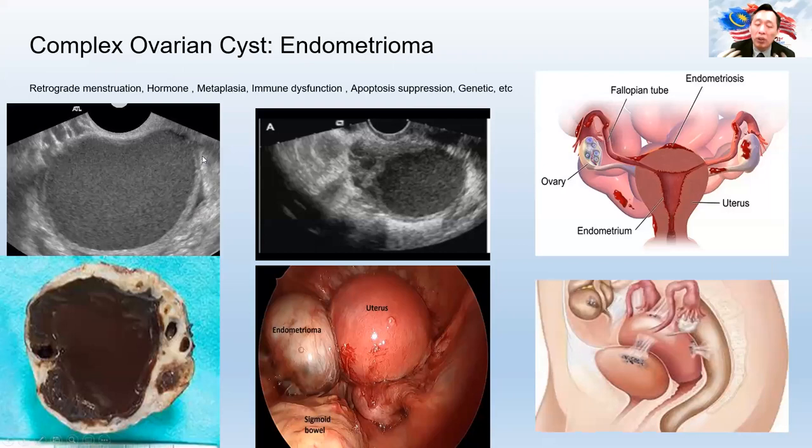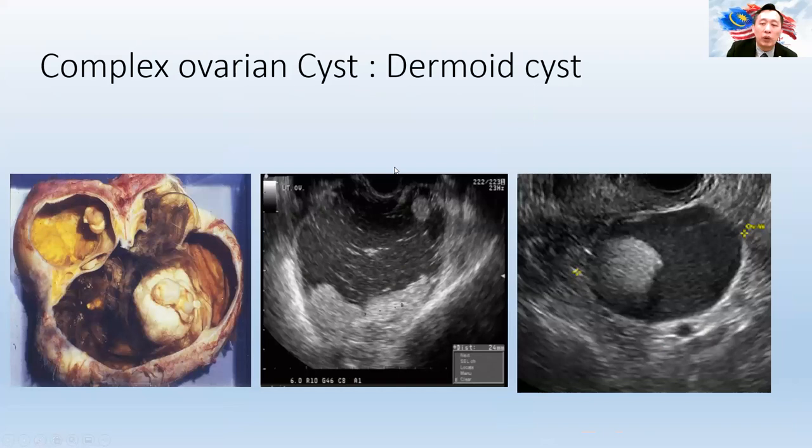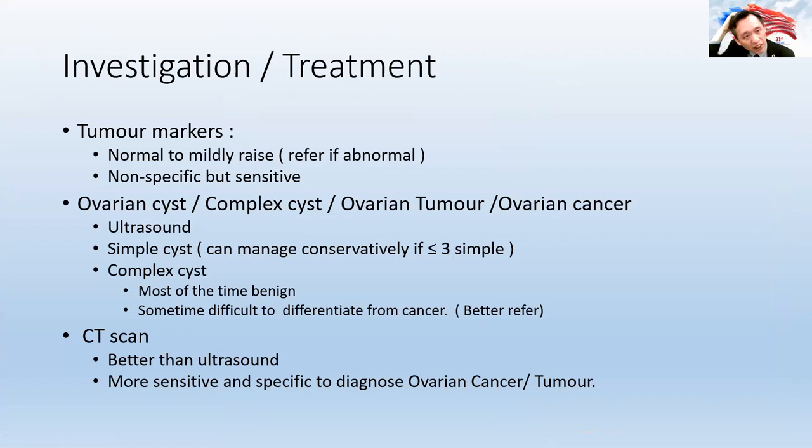So dermoid cyst: when you do a scan, you can see a mixed echogenicity, with solid and cystic mass. The majority of them, 90%, are actually benign. Investigation for ovarian cyst or ovarian tumor is to do a tumor marker. If it's mildly raised, you had better refer. Otherwise, if it's normal, you can keep the patient.